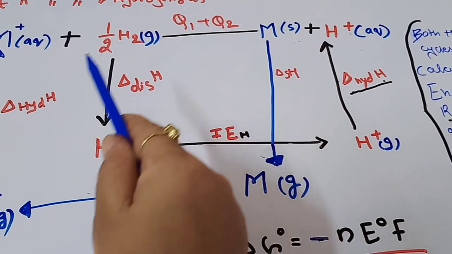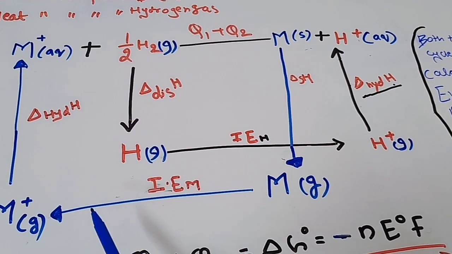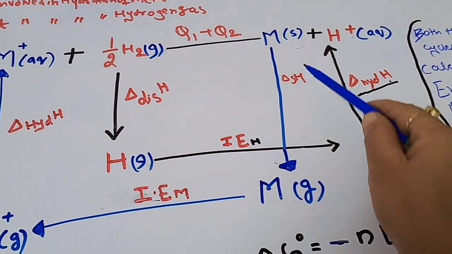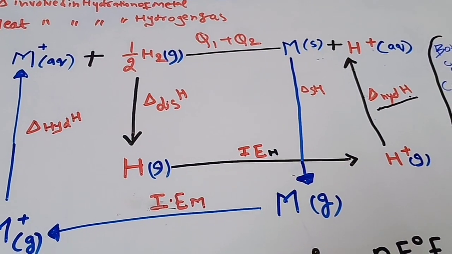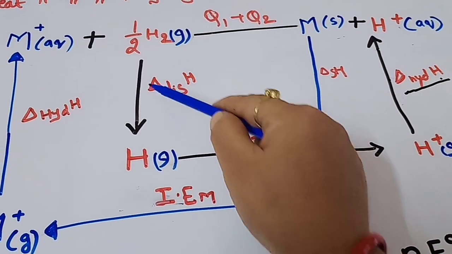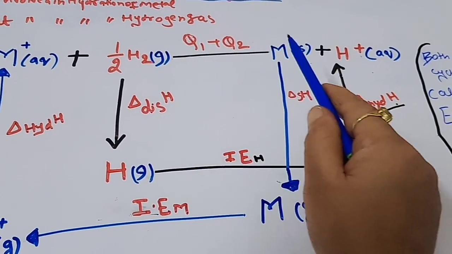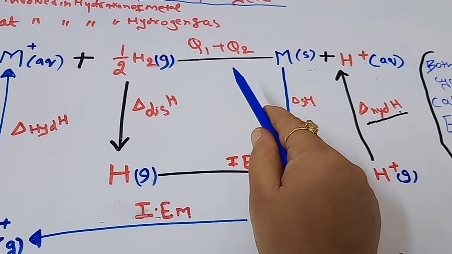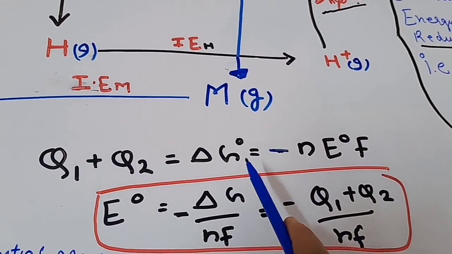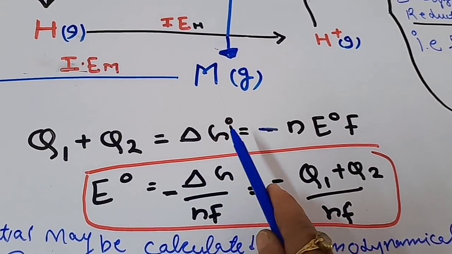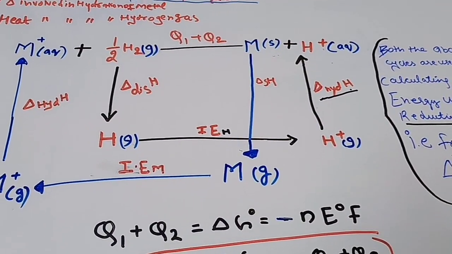So when we combine both these cycles, we know the total heat involved in the hydration is our Q1, and the total heat involved in the hydration of the hydrogen gas was Q2. When we combine both of these together, we will have Q1 plus Q2, and this Q1 plus Q2 was our delta G naught. So we can calculate delta G naught by putting in the values of Q1 and Q2, which we will get from these cycles.